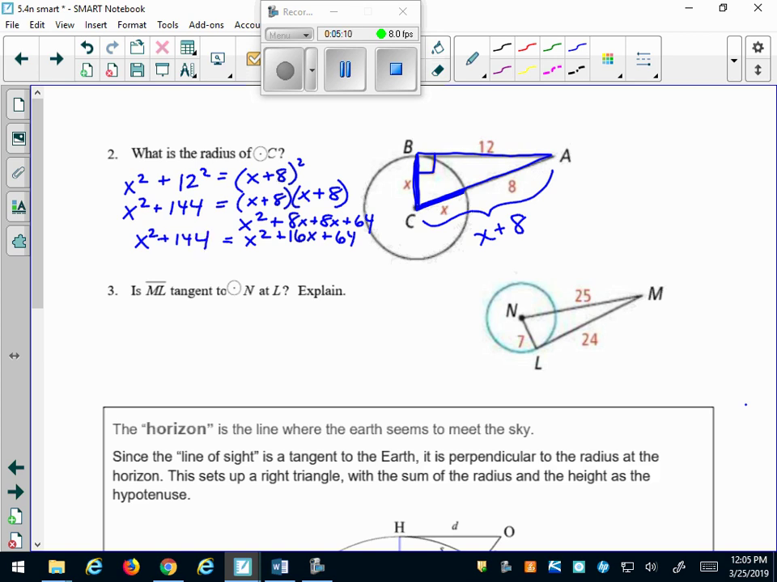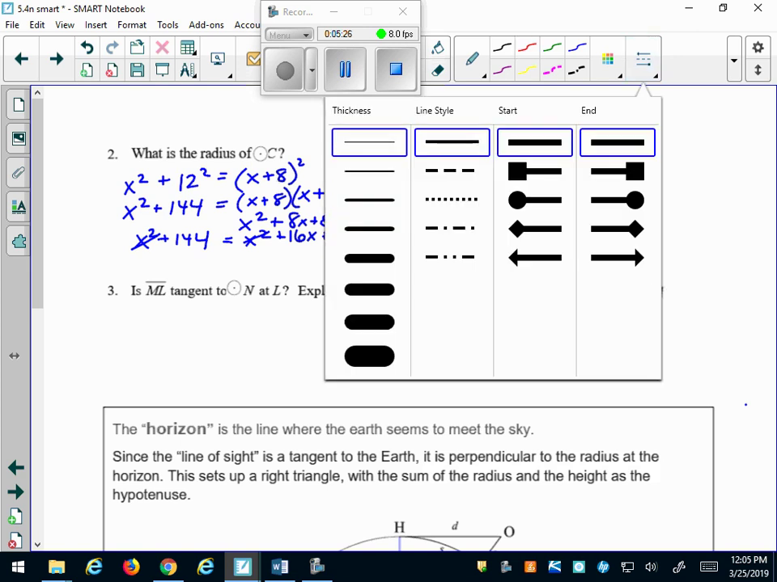Now the good news is there's an x squared on both sides. Why is that good news? Because you can cancel that out. Gone, right? We subtract it from both sides. Now we're just solving this, and what are we going to do next? Subtract 64 from both sides.